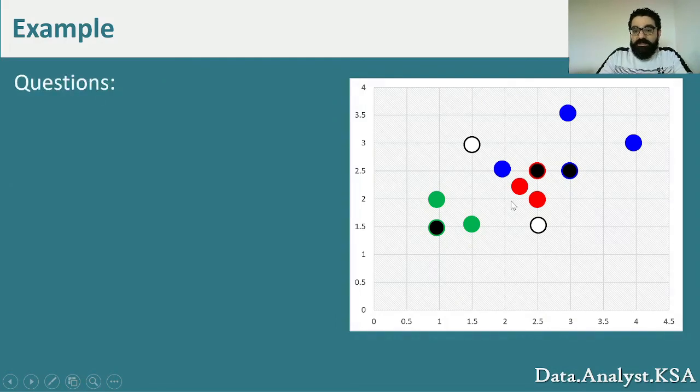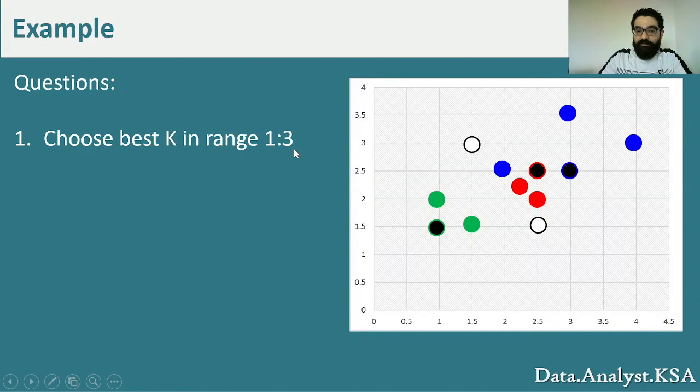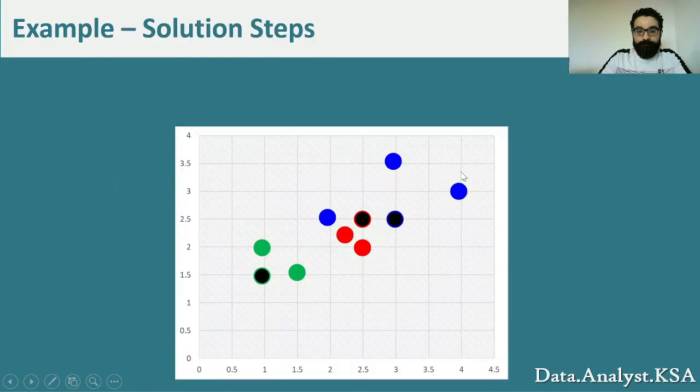What are the common questions? First, what is the best K to use? We will test from K equal 1 to K equal 3 and determine which K value we should use. And then we want to classify these white points. So now this is our graph of the problem, showing the training data and the validation data.